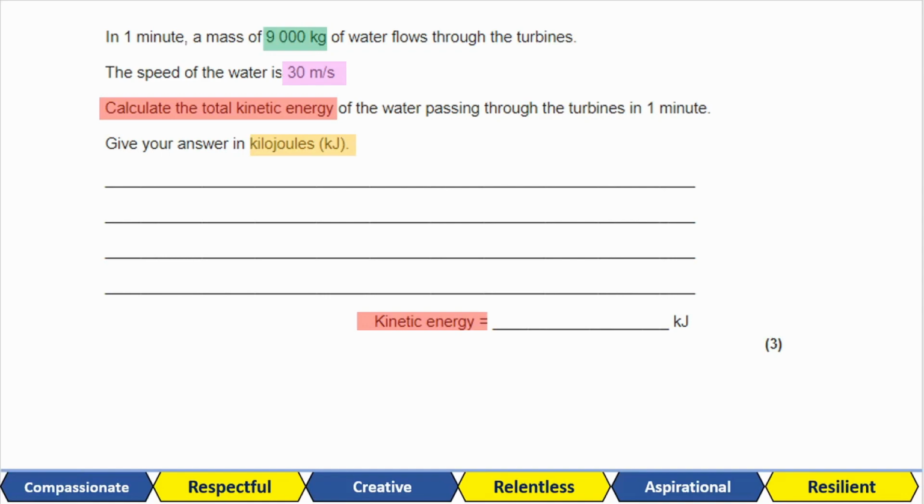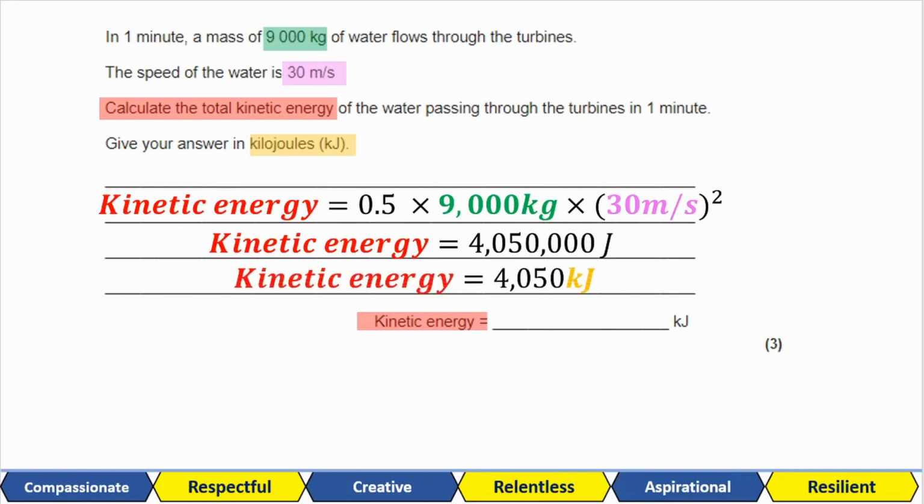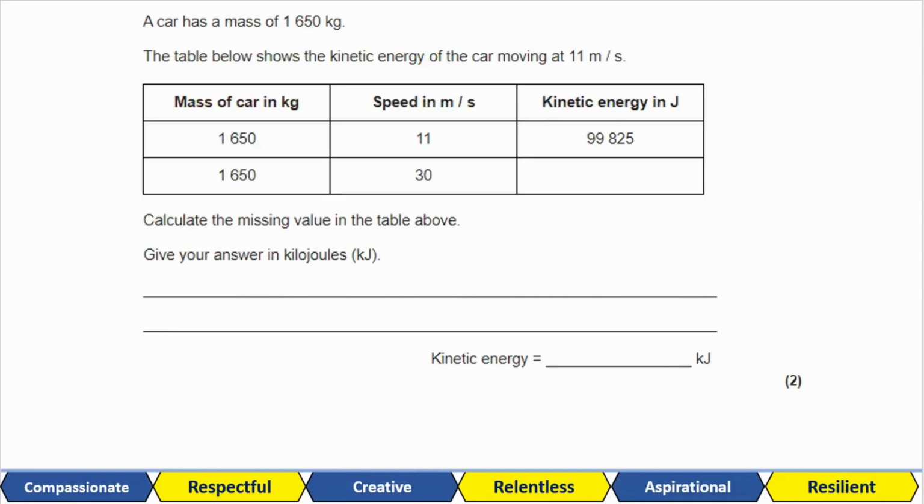Looking at the questions, we can work out kinetic energy when we sub in the half times the 9,000 kilograms times the 30 meters per second squared. That gives us just over 4 million joules. But we need our answers in kilojoules, so divide that by 1,000 gives us 4,050 kilojoules. Here's another one on kinetic energy.